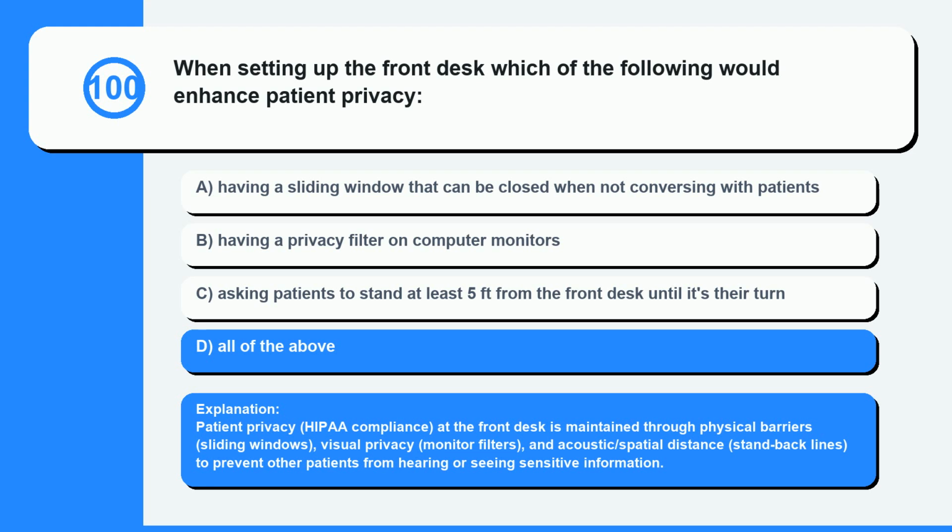Question 98. What is the best time of the day to hold an all-staff meeting? A. Right after lunch. B. Just prior to the office closing. C. At the beginning of the day. Or D. Various times of the day.